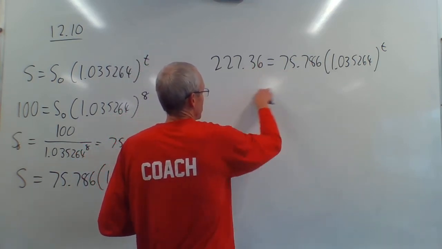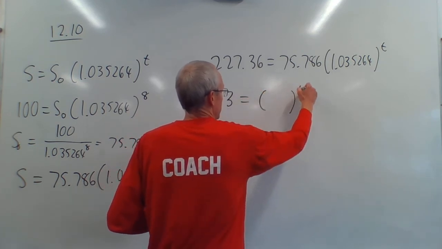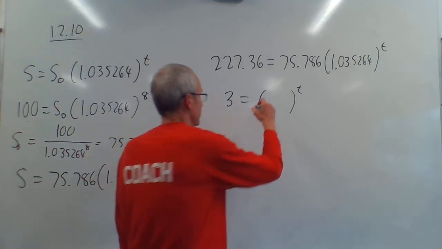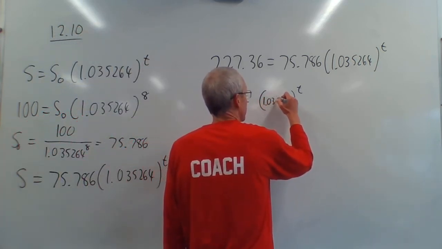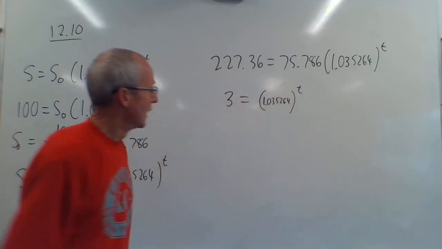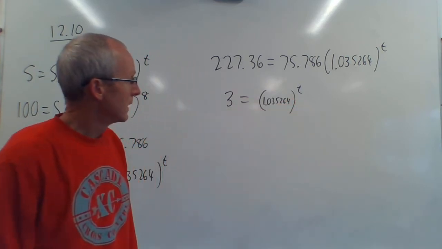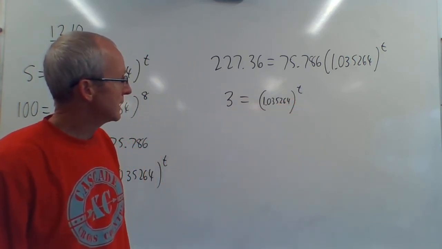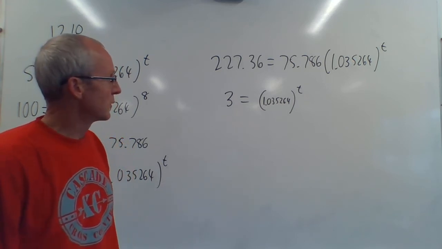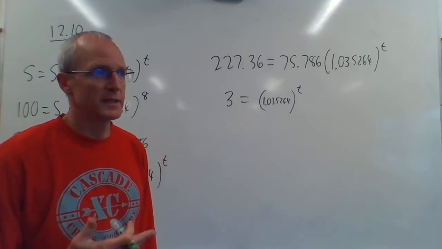So divide both sides by that. We have 3 is equal to that number to the t, 1.035264 to the t. We want t. How do we get this t out of the exponent? We have to use some clever things, right? The way you get rid of exponents is to use logarithms.